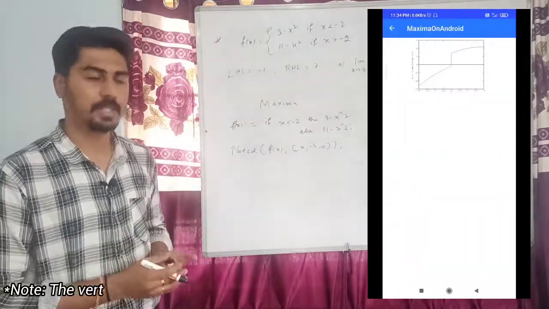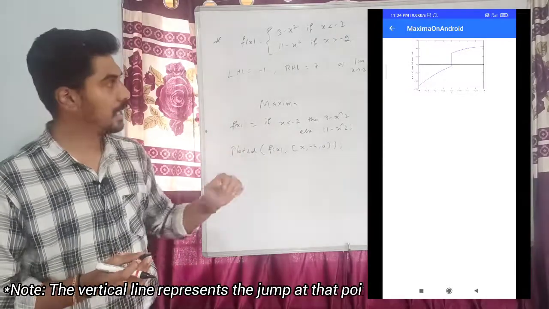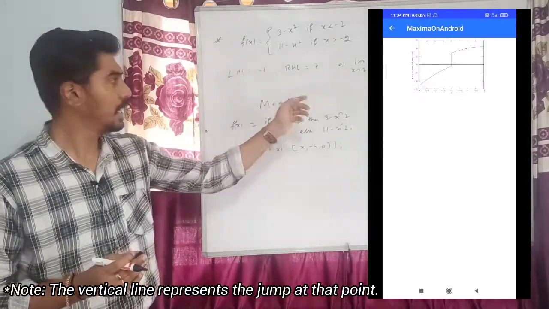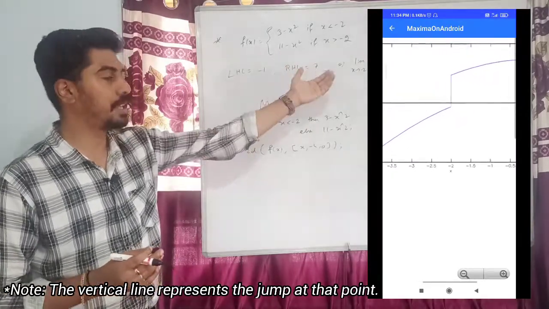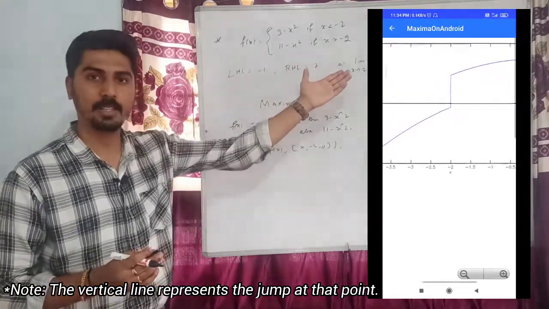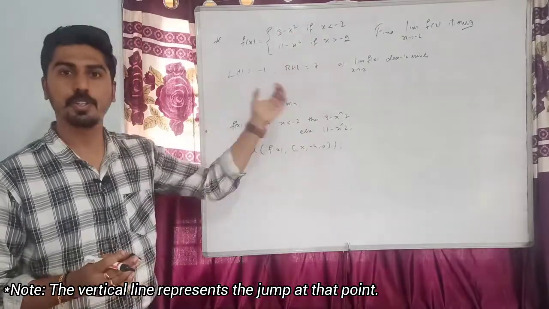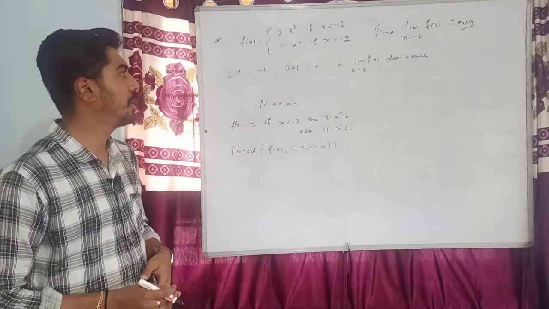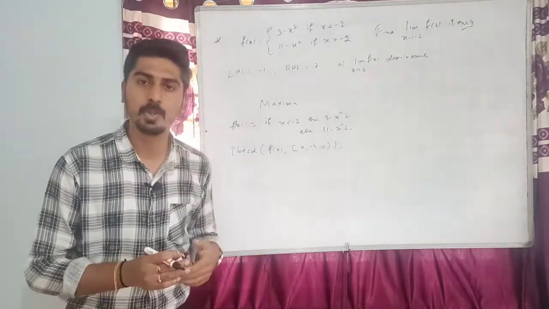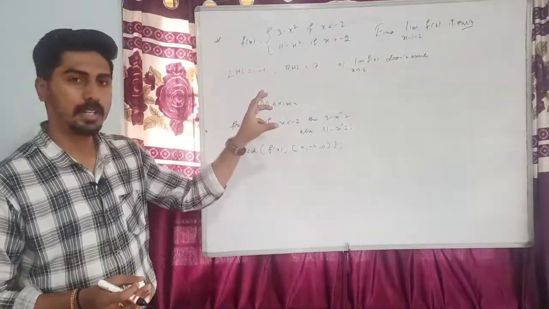Clearly by the graph, approaching minus 2 from the left hand side, it is approaching minus 1. Approaching minus 2 from the right hand side, it is approaching 7. As they are not equal, limit does not exist. Similarly, you can plot every other graph and you can visualize the limit geometrically.